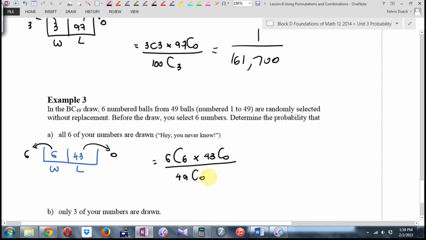Because it doesn't matter what order they pick the numbers. They put them in order when they display them on the screen just because that's easier to read, but it doesn't matter what order they pick your numbers. It just matters if they pick your numbers.